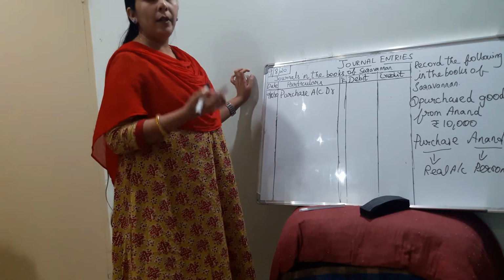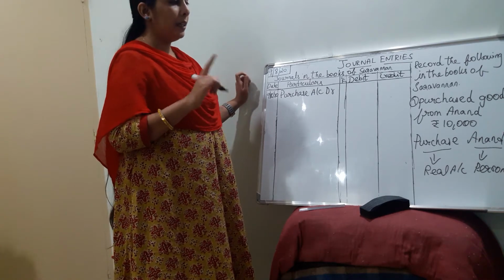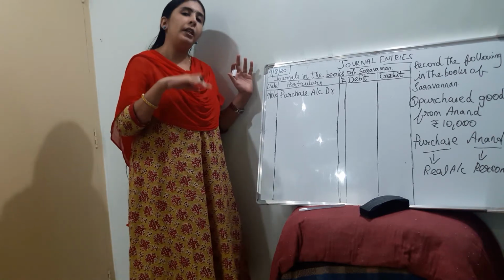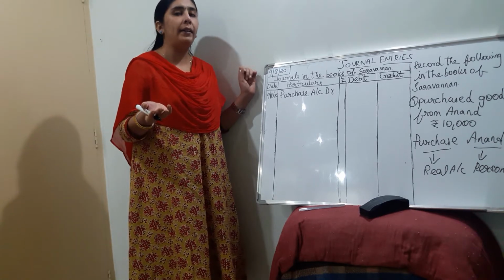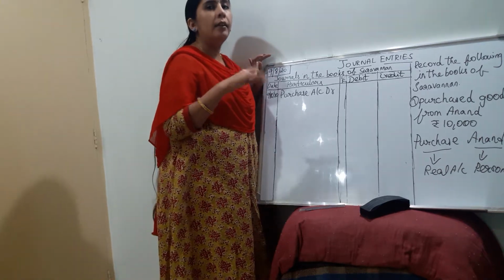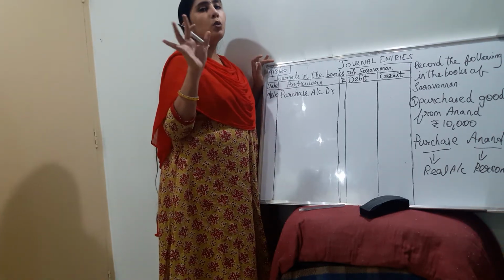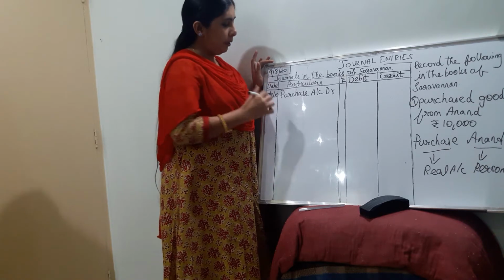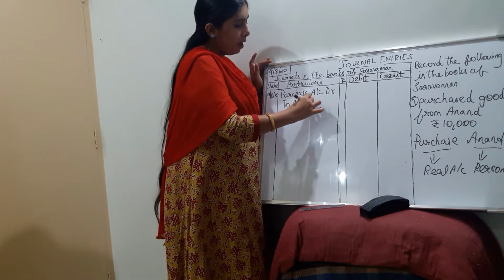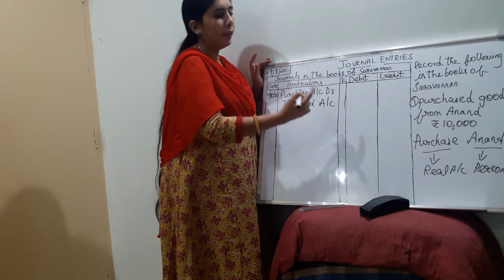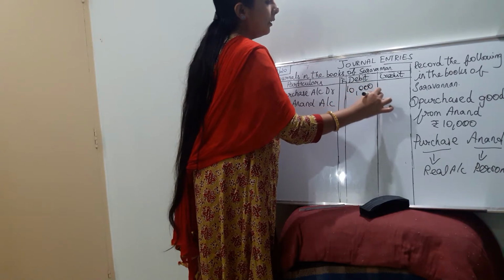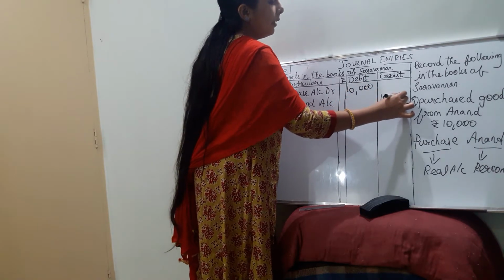What is the rule for a personal account? Debit the receiver, credit the giver. Who is the giver here? Anand is the giver. Whether we immediately pay cash or pay later depends upon the situation, but it is assumed that we are paying later and we are purchasing from so and so person on credit. So purchase account debit to Anand account, because Anand is the giver. What is the worth of the goods purchased? That is 10,000. So I am recording 10,000.